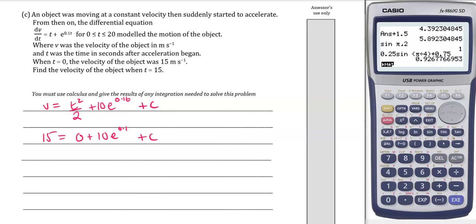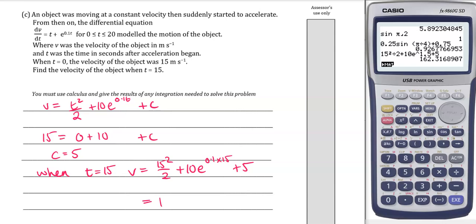And that t can also be a 0 there, so e to the 0 is just 1, so therefore that's just 10, so therefore c is equal to 5. So the velocity when t is 15 comes to 162.3, and we are measuring in meters per second.